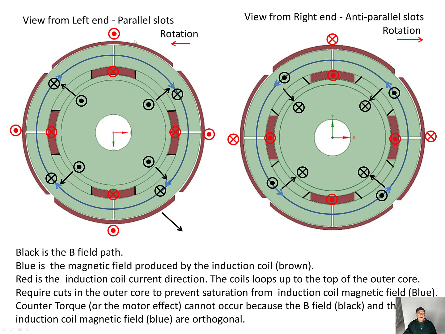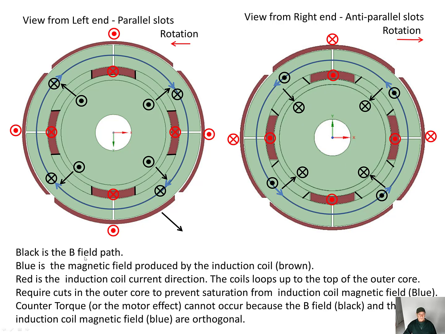View from the left-hand side, parallel slots. So this is the parallel slots. The B field comes in, up, and goes back in through the outer core and produces a rotating field. View from the right-hand side, anti-parallel slot rotation.